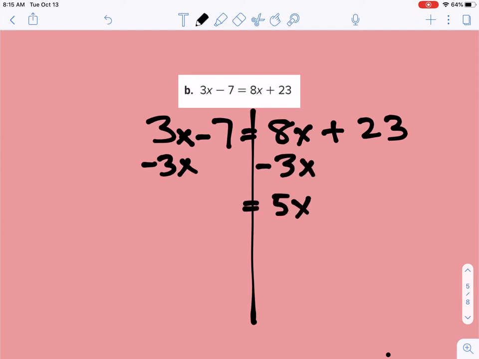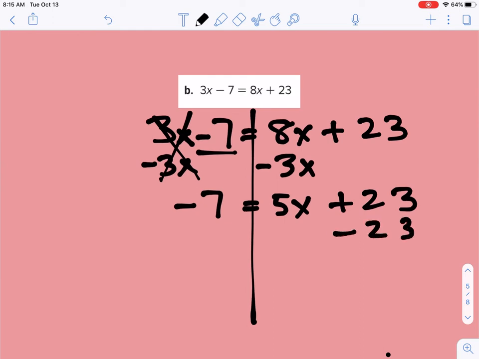That leaves you with 5x over on the right side. We still have that 23 over here. Here my 3x is canceled. And don't forget that that negative sign belongs to that negative 7. So bring that down with it. So negative 7 equals 5x plus 23. Then let's subtract 23 from both sides.